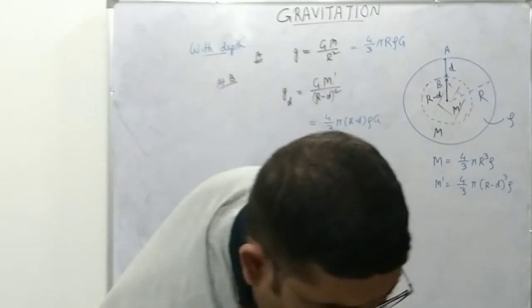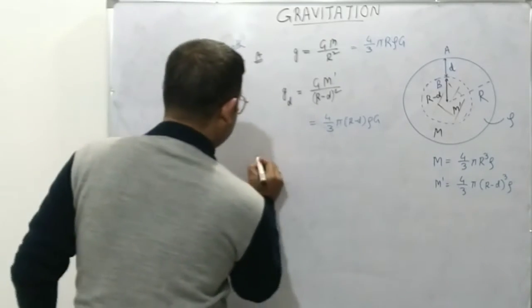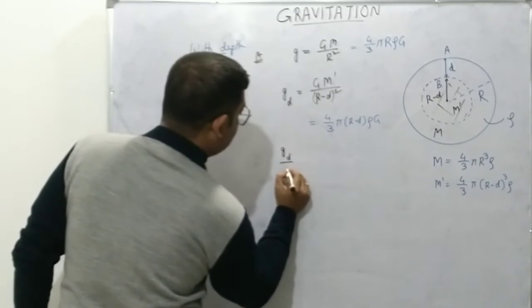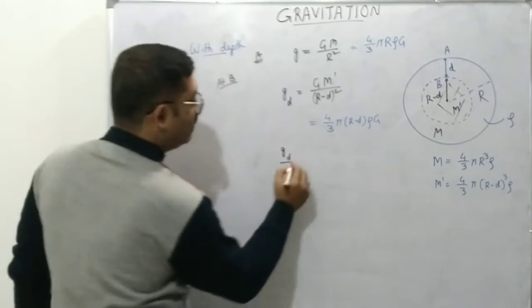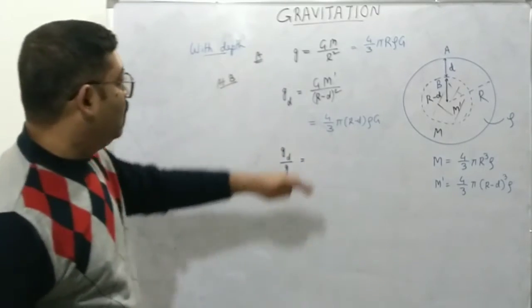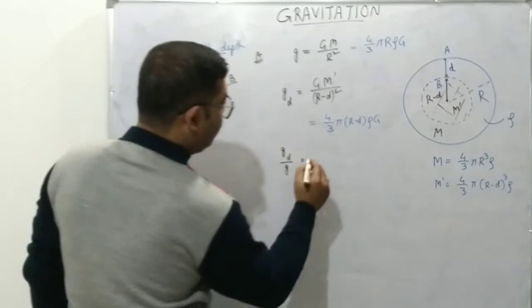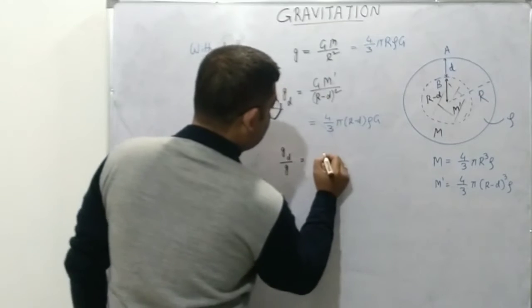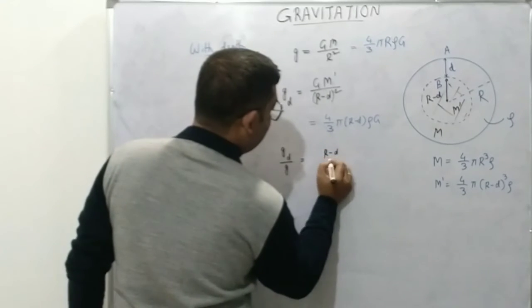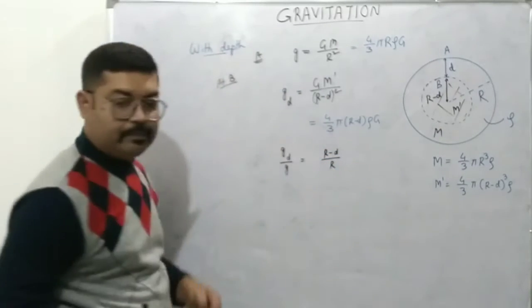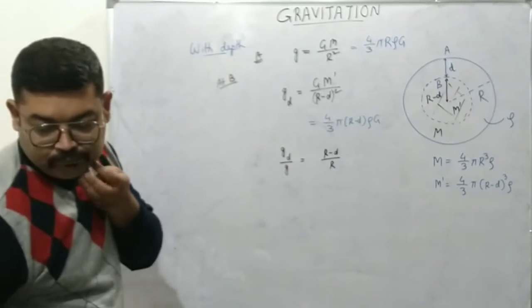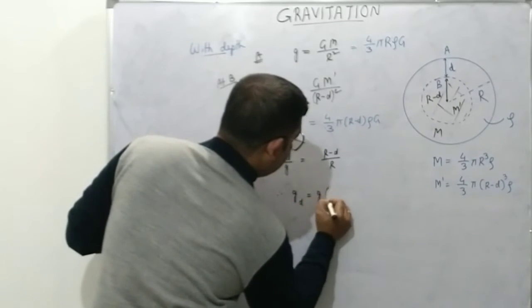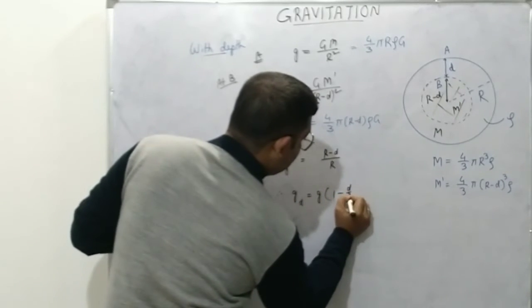Okay. Therefore, g at a depth d divided by g at surface will be the ratio of these two. So what will we be left with? 4 by 3, pi, rho and G, everything will cancel, so we will be left with R minus d by R. Or we can say that acceleration due to gravity at a depth will be g into 1 minus d by R.